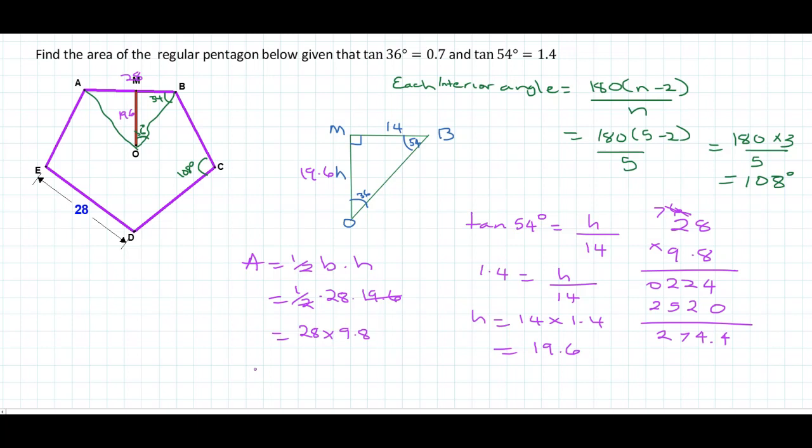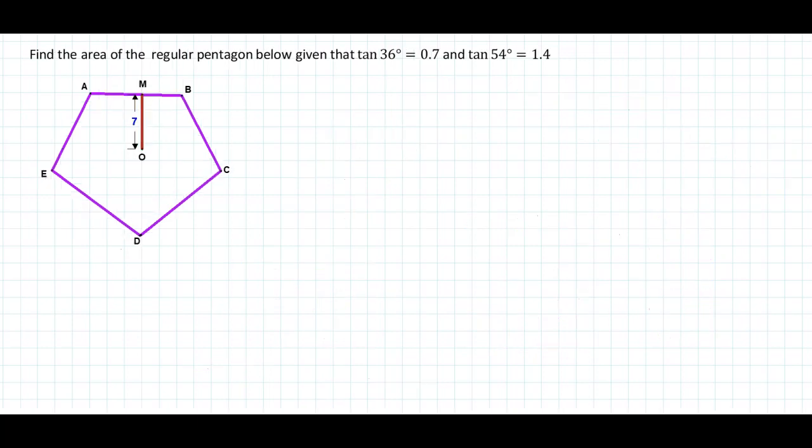And so therefore, the area of the pentagon is going to be 274.4 multiplied by 5, which is going to give you 1,372 units. Because we don't have a unit here, so we're just going to have 1,372 as our answer. Now we have a final question here. We want to find the area of the pentagon now that we have the apothem.